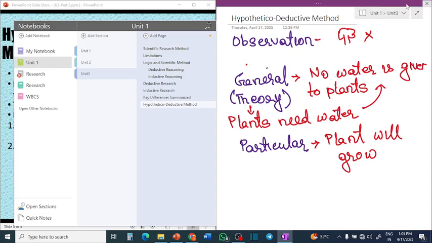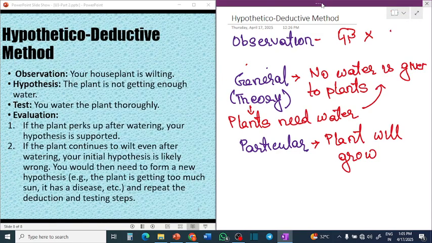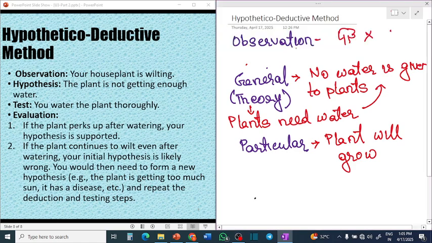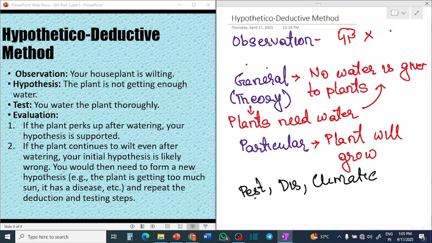For example, the plant is not growing because of some pest, or maybe because of disease, or maybe because the climatic conditions are not suitable. So that's why it is known as hypothetical. The hypothetical word comes from the word hypothesis. It goes from a general statement to a particular statement. That is why it is called a deductive method.